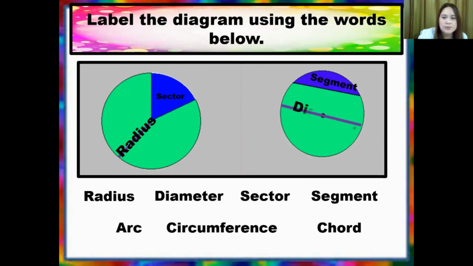Then we can also put diameter here, which is the longest chord, of course. And then we have also arc. This can also be an arc here. You can label arc here. You can label arc here. You can have here the chord. Chord is here. Even this one is a chord, but specifically we name it as diameter.